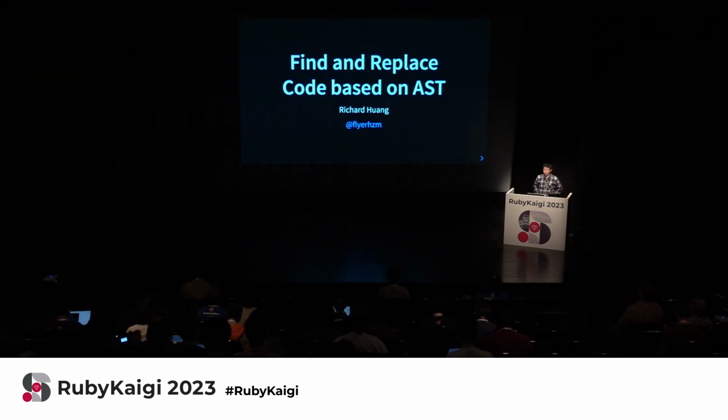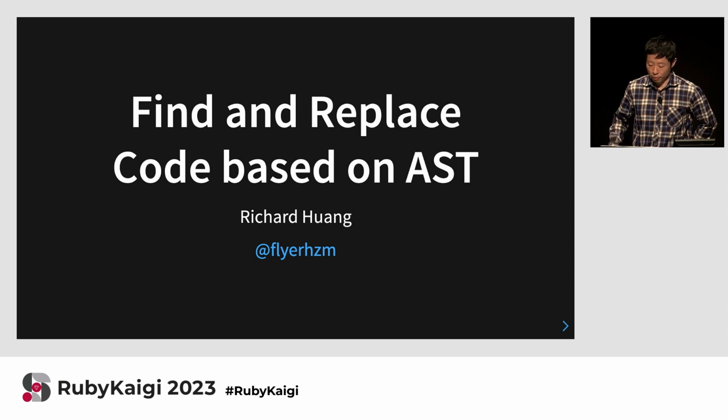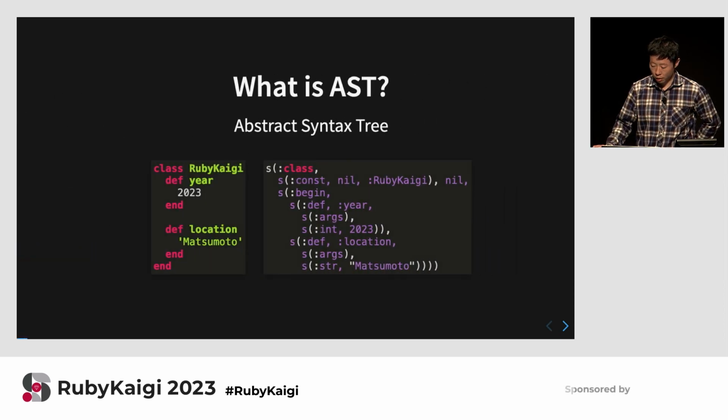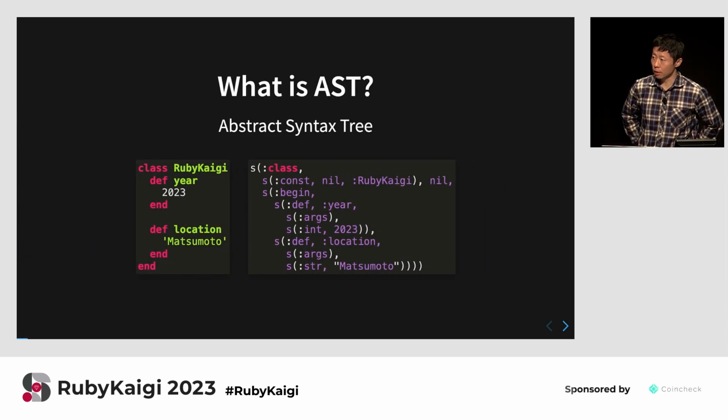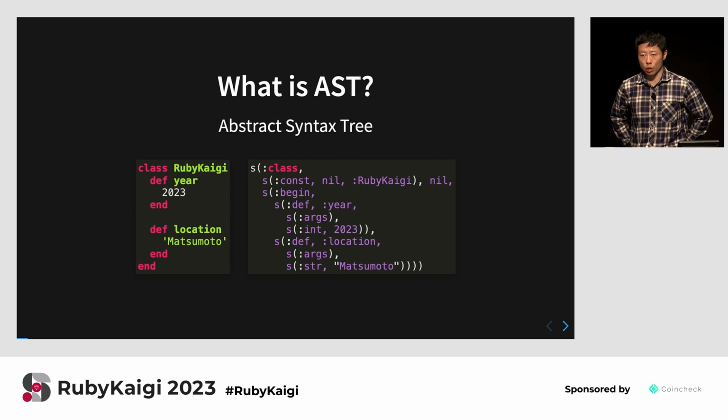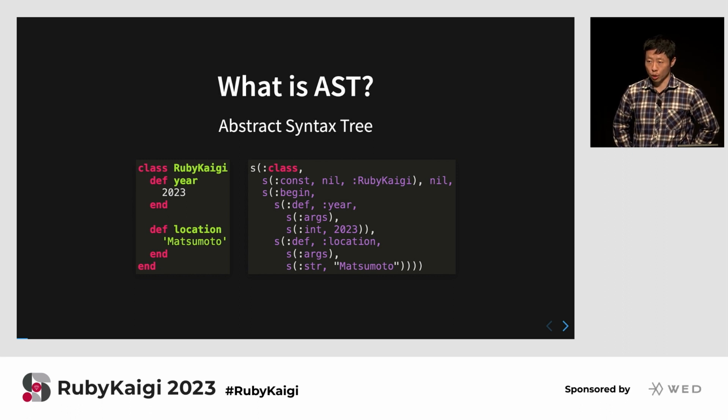And my topic is find and replace code based on AST. So what's AST? AST stands for Abstract Syntax Tree. The AST is a data structure that is easier to understand and manipulate. It represents the code as a tree of nodes.